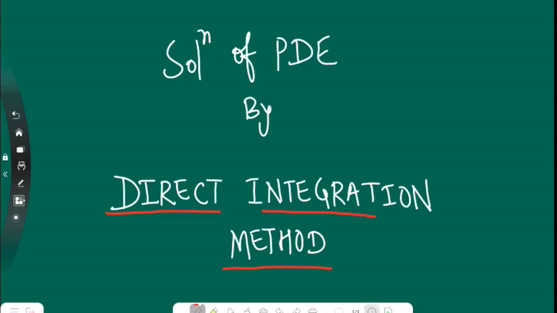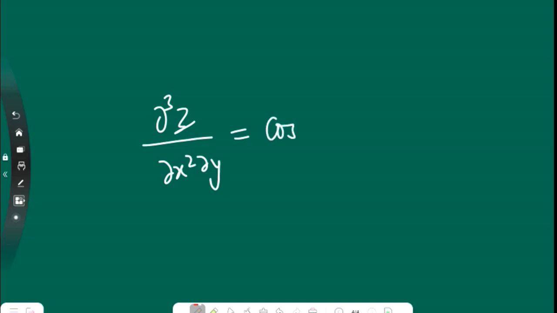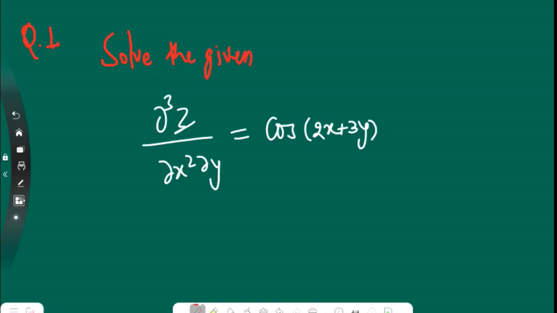We will learn this by an example, which is del cube z upon del x square del y equals to cos(2x plus 3y). Question number 1. Solve the given partial differential equation.